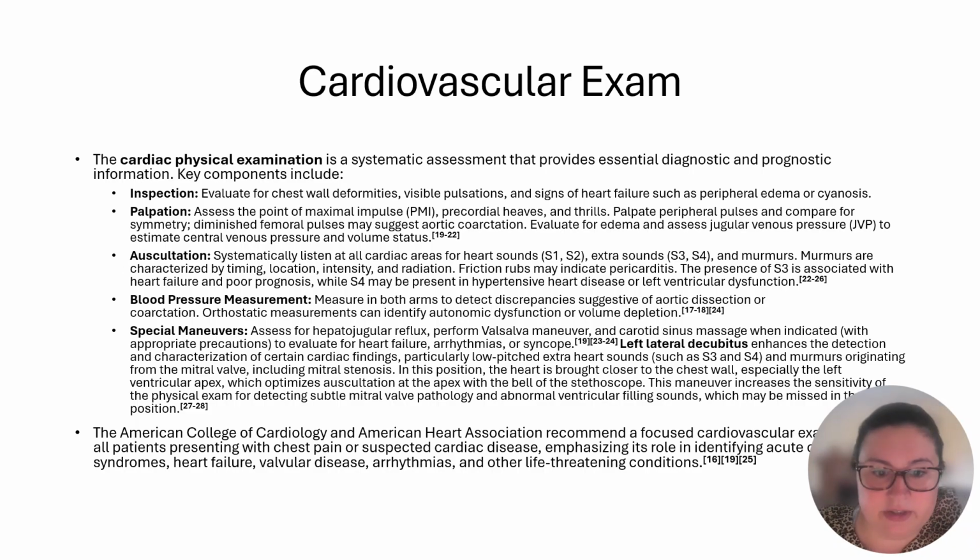So this is the cardiovascular exam. Like I said, we start with inspection of the chest wall for deformities, visual pulsations, any signs of heart failure like peripheral edema or cyanosis. Then we're going to go into palpation, so assessing for the point of maximal impulse, parasternal heaves and thrills, palpate peripheral pulses and compare for symmetry. Diminished femoral pulses may suggest aortic coarctation. Evaluate for edema and assess jugular venous pressure to estimate central venous pressure and volume status. This is something I do every day, and it's imperative.